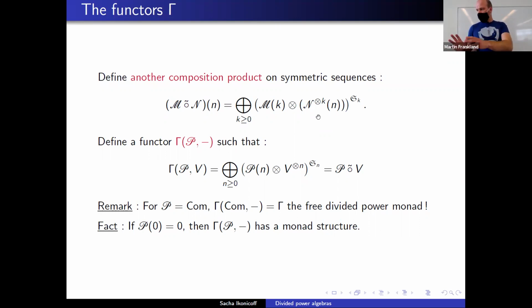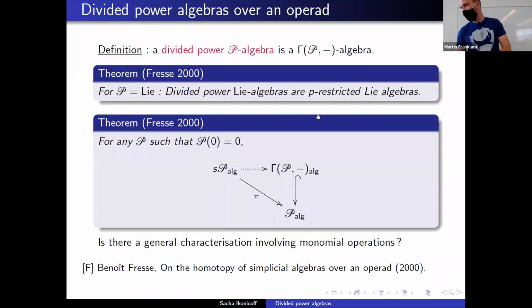All right, so a natural definition for that, of course, I already used it, is to say that an algebra over this new monad is a divided power algebra. This definition was in the now classic article of Benoît Fresse from 2000, where he gave that definition and then proved that for the operad P of Lie algebras, divided power algebras were indeed restricted Lie algebras, justifying my motivation earlier, and also proving a generalization of Cartan's result, saying that if you take the homotopy of a simplicial P-algebra, this thing has divided powers, which is shown by this factorization diagram.